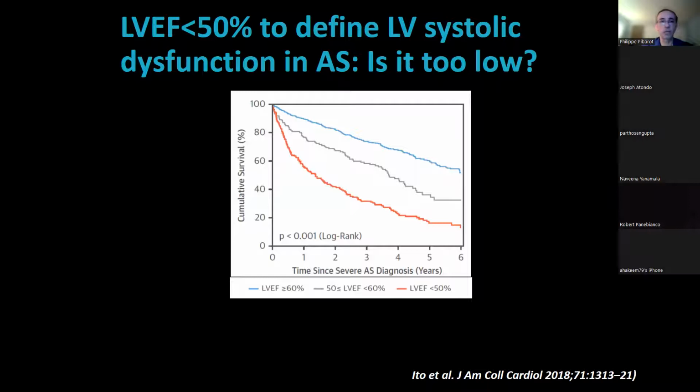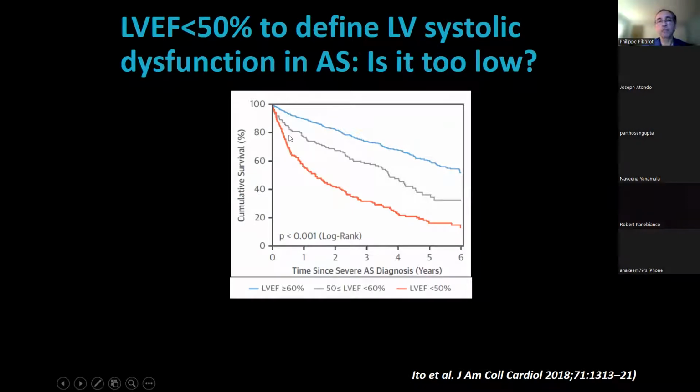This is a study from the Mayo Clinic, where you clearly see that if you have LVEF below 50%, as you have in the guidelines to trigger intervention, clearly the survival is markedly reduced, and in the short term. So that's a no-brainer for this patient with a low LVEF, lower than 50%: intervention as soon as possible. If you have LVEF more than 60%, this is the blue curve, good survival. So in those patients, you can certainly do watchful waiting, it's fine.